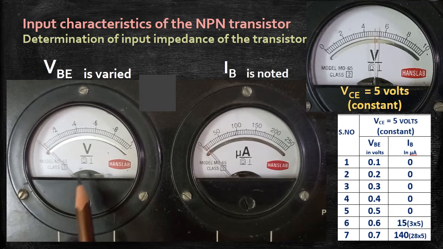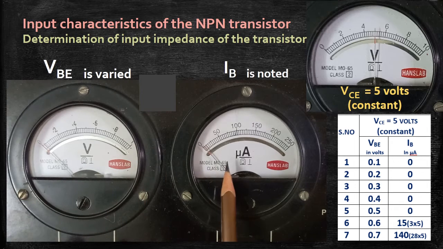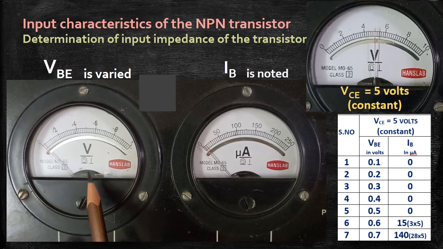Now, the VBE, voltage across base and emitter, must be changed, and the corresponding variation noted in the microammeter. Are you clear? Here we are measuring the base current. The base current is measured in the microammeter, and that should be noted. So VBE should be altered, IB to be noted.